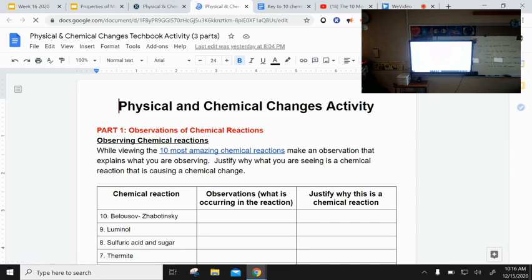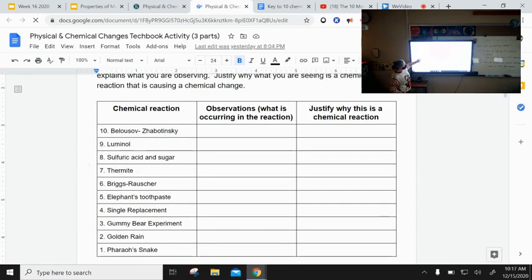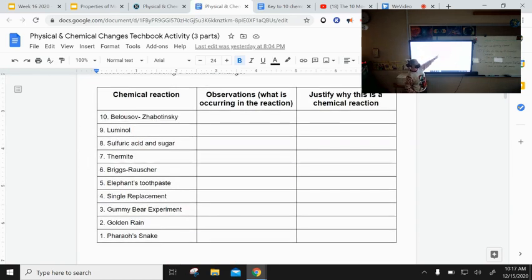And in fact, they probably can't even be done at the high school because they involve such volatile chemicals. When you hear the word volatile, that means they will react with anything. Did someone ask about lithium? Magnesium, lithium, all those things react so quickly that they can't be in a high school science room where it's pretty dangerous. So part 1 is what we're going to figure out right now. We're going to write down an observation that you see and a justification about why this is a chemical reaction.